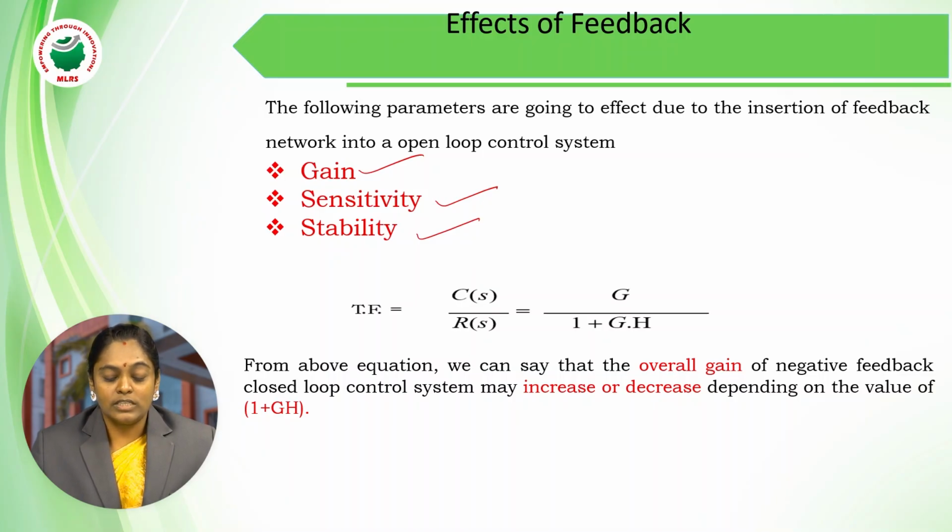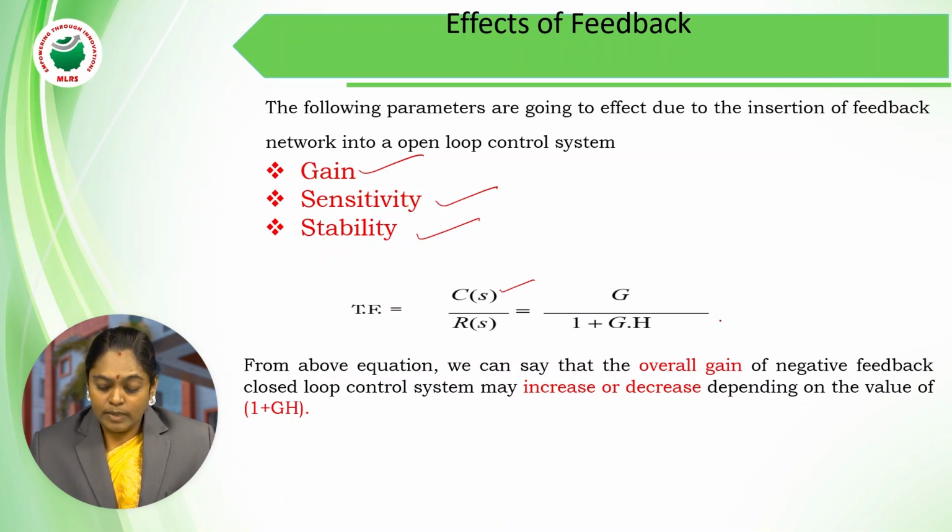Coming to the first one, which is gain. As we know, gain is nothing but output by input. In the block diagram we have seen, output is C of S and input is R of S. In general, a negative feedback system is more preferable than a positive feedback system. That is why I have represented the transfer function of a negative feedback system, G by 1 plus GH.